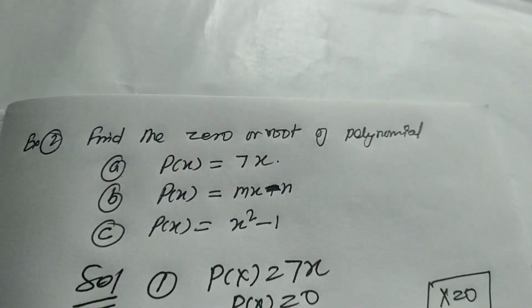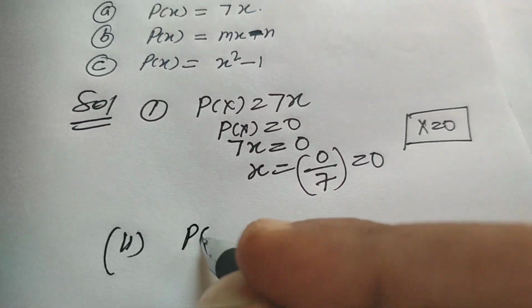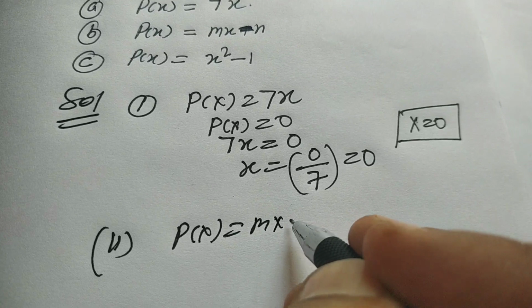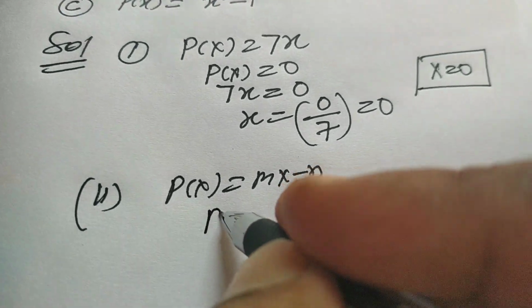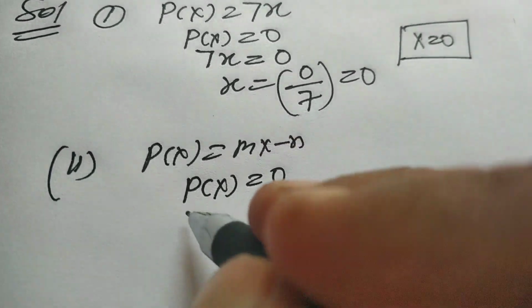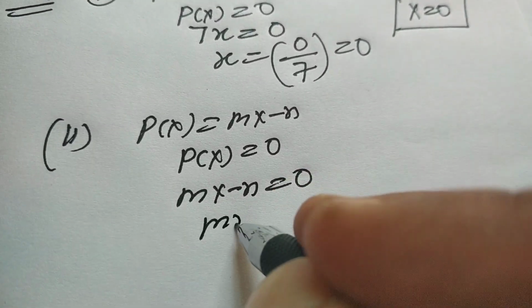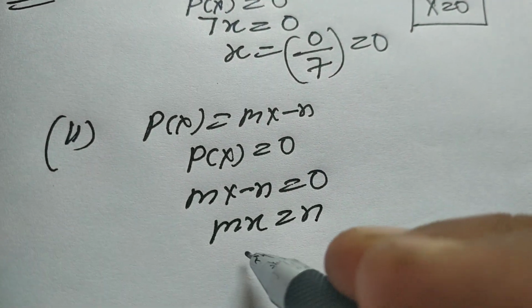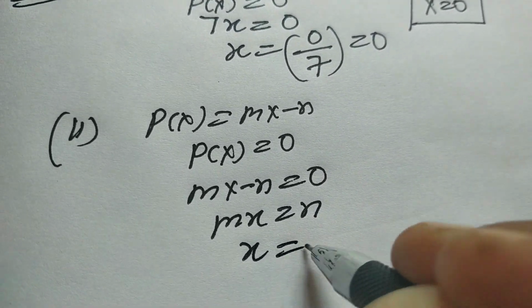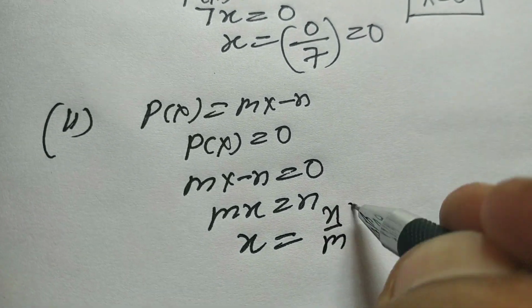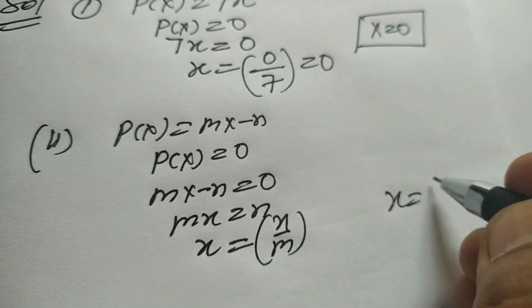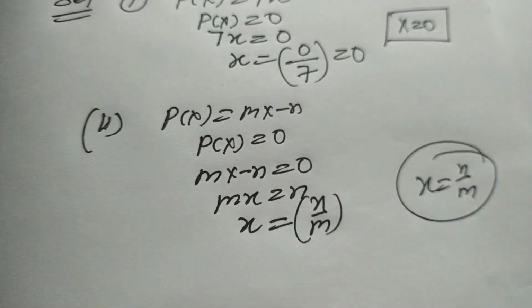Check the second part, students. That is p(x) is equal to mx minus n. Now p(x) is equal to 0. This implies that mx minus n is equal to 0. This is mx is equal to n. m is the multiple of x on the left hand side. This is x is equal to n upon m. So that means x is equal to n upon m is the zero of the polynomial.